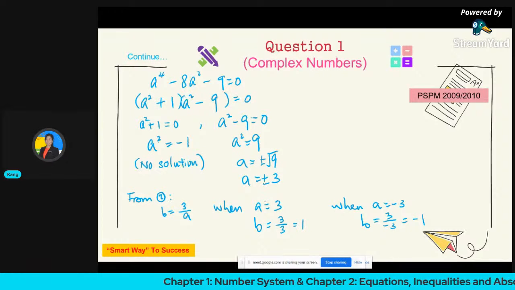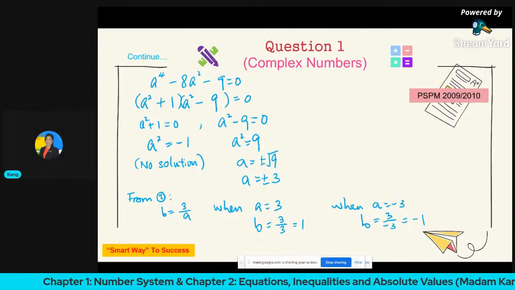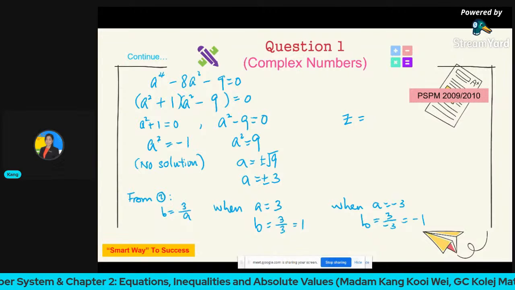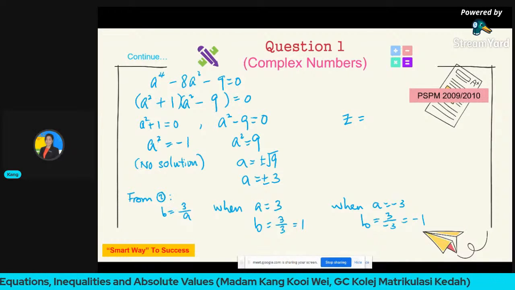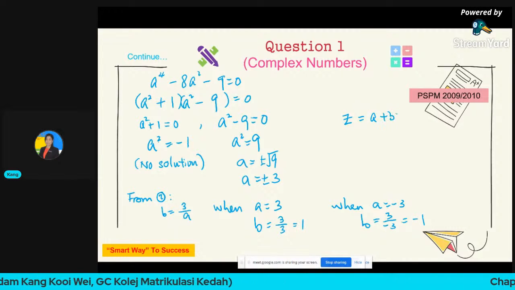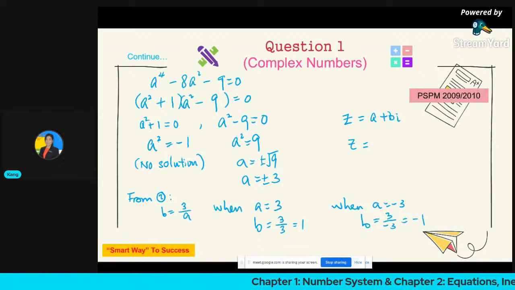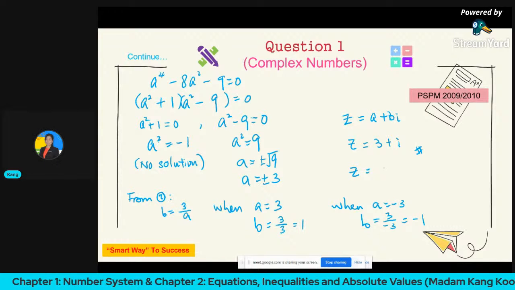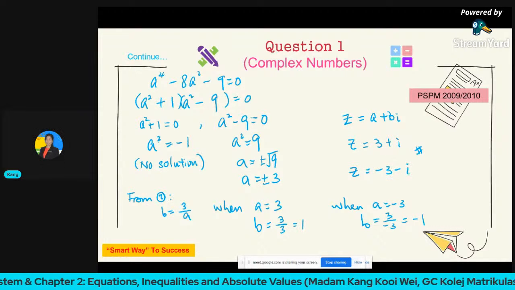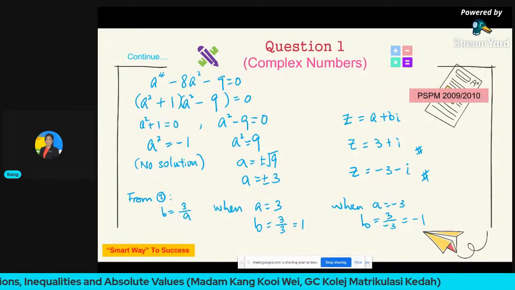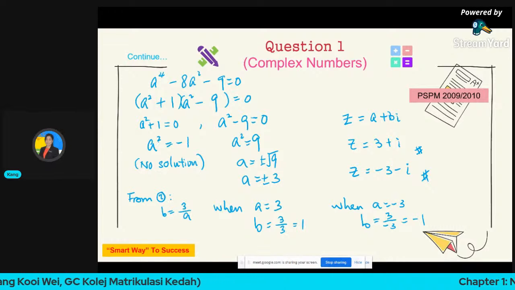So after you get the values of a and b, you need to write down in the Cartesian form, because part A asks you to determine the values of z. So z equals a plus bi. We write our final answer as z equals 3 plus i for the first answer. Then z equals negative 3 minus i as the second answer. So this is the method of solving to determine z in the Cartesian form. Class, okay or not? Can you follow?